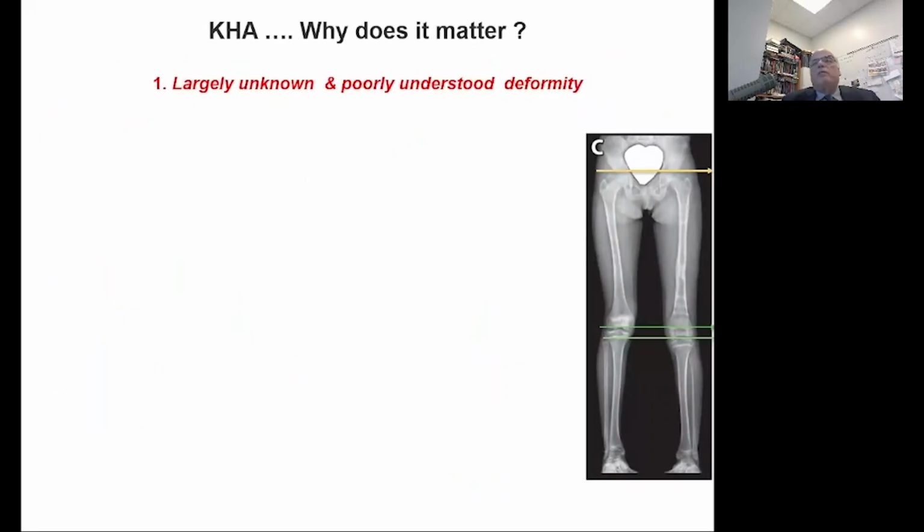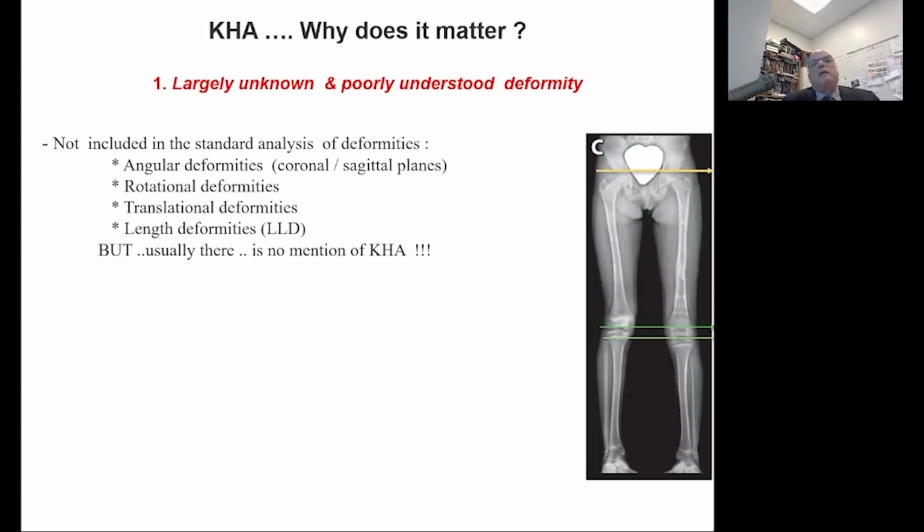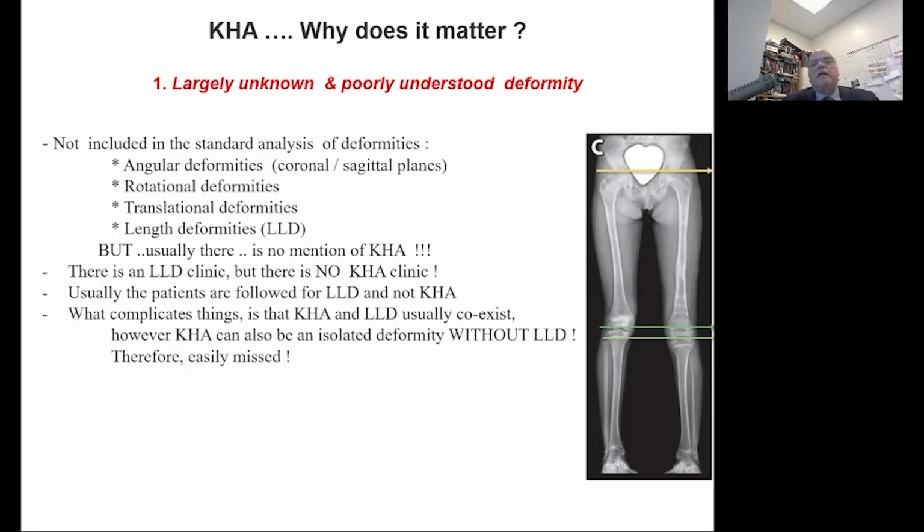So why does it matter? Why are we talking about knee height asymmetry? Well, the first thing, it's a largely unknown entity and a poorly understood deformity. Our standard deformity analysis includes the angular deformities in the coronal and sagittal planes, rotational deformity, translation deformity, and LLD. But there is no mention of knee height asymmetry anywhere. We have an LLD clinic, but there is no knee height asymmetry clinic, and I'm not aware of any hospital where there is such a thing. Usually the patients are followed for an LLD and not for a knee height asymmetry.